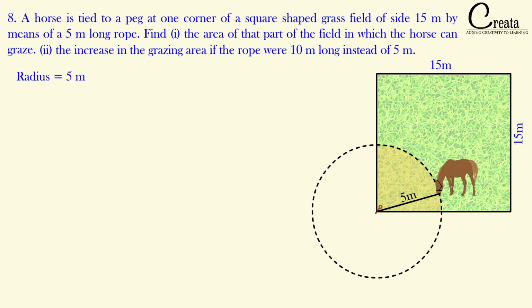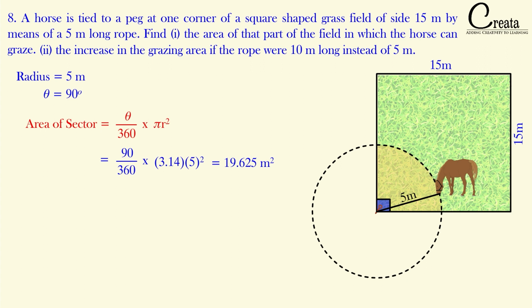The radius is given as 5 meter and this angle is 90 degree. We are having a square field of dimension 15 meter by 15 meter. Basically this is a square and all the four angles of a square are 90 degree. This angle is equal to 90 degree. Theta is given as 90 degree. Radius is given as 5 meter. The area of the sector is theta upon 360 into pi r square. Let's put the value. So on solving, we got our answer as 19.625 meter square. This is the area in which the horse can graze.